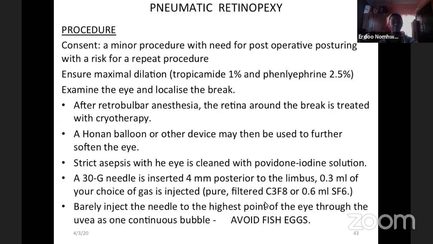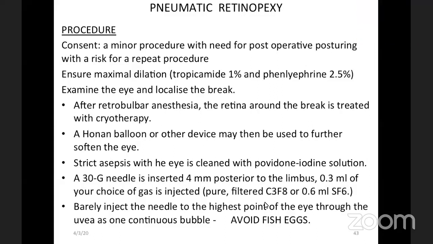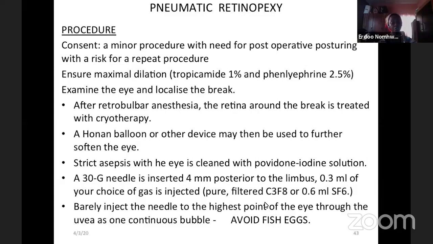you've localized your break. Then after your retrobulbar anesthesia, the area around the break is treated with cryotherapy. Then you try to soften the eye by using your Honan's balloon or any other thing that is available. You observe strict asepsis using your povidone iodine. And using your 30G needle, you go 4 millimeters posterior to the limbus. Avoid that in patients that are phakic.